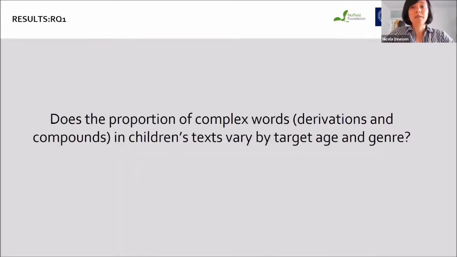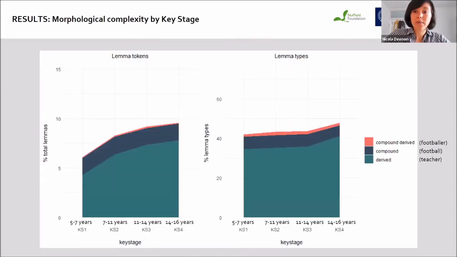So just a reminder that our first research question was whether the proportion of complex words in children's texts varied by target age and genre. So this is presented here as the percentage of morphologically complex words in texts targeted at children at different key stages. On the left are the percentage of total word tokens that were classed as complex, and on the right are the percentage of total word types. And this is broken down by the type of morphological process.